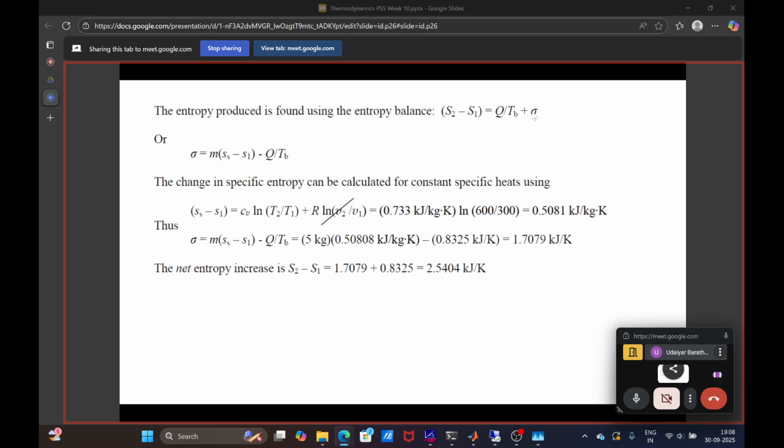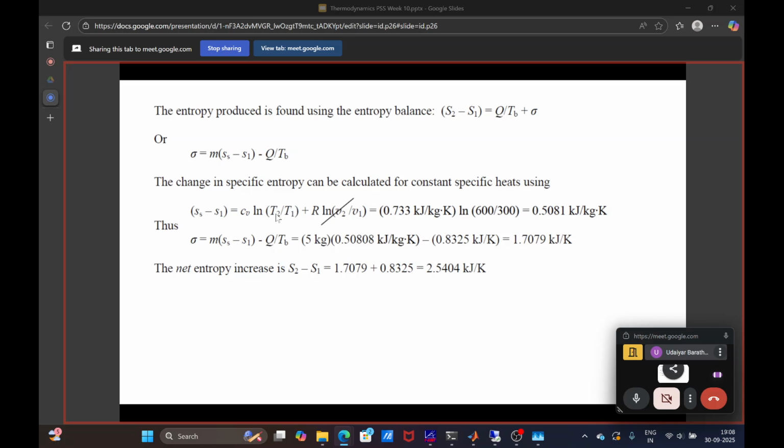So we have to find out sigma, the entropy generated. For that it is m times S2 minus S1 minus Q by T. S2 minus S1 we can find out straight away. Instead of TdS is dH minus VdP, we will take TdS is dU plus P dV. So dV is constant, dV is 0, so we get only Cv dT. So we get ds is Cv by T dT, so we get Cv ln T2 by T1. So S2 minus S1 is Cv ln T2 by T1.